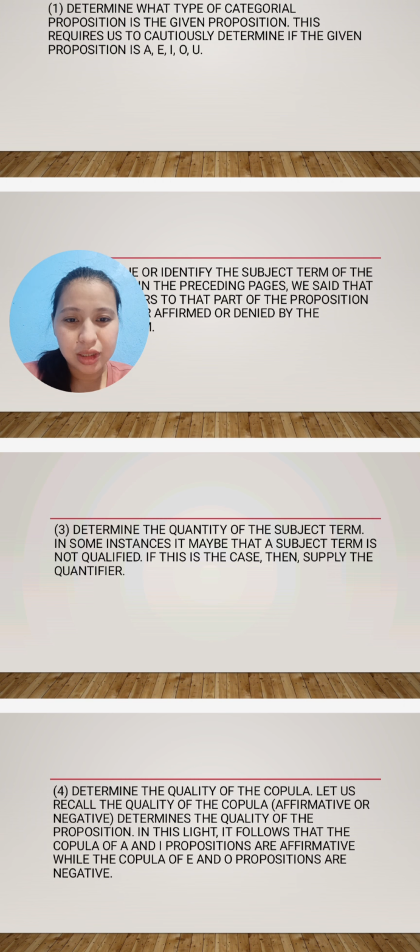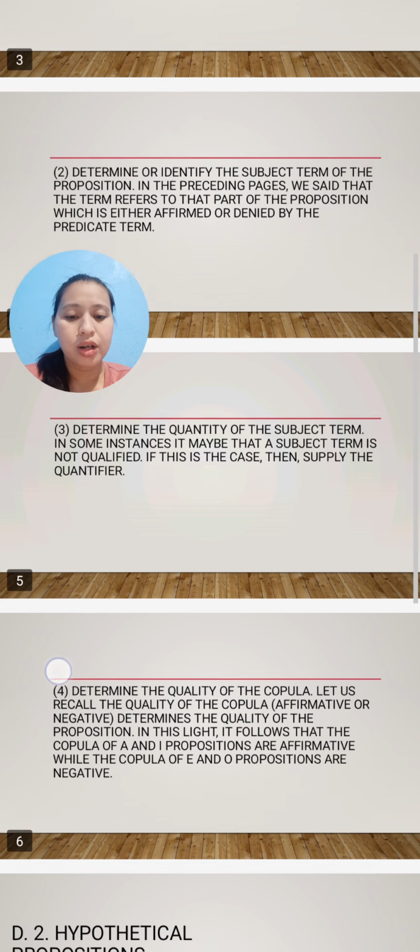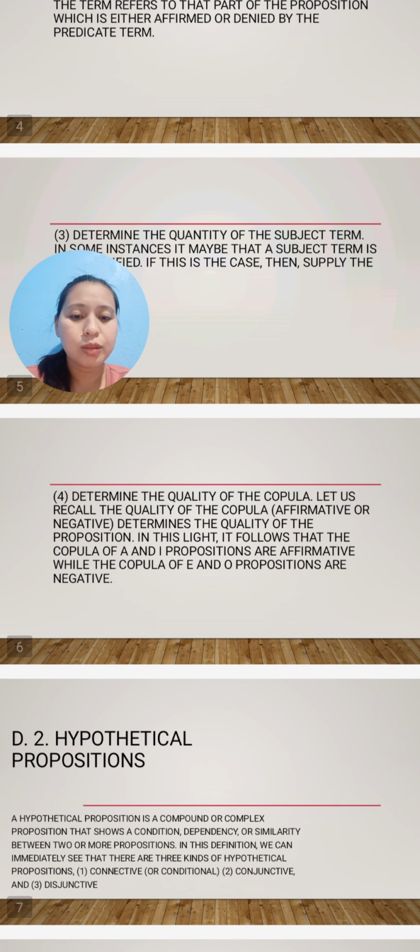And the third is determine the quantity of the subject term. In some instances, it may be that the subject term is not qualified. If this is the case, then supply the quantifier. Fourth is determine the quality of the copula. Let us recall the quality of the copula, affirmative or negative, determines the quality of the proposition. In this light, it follows that the copula of A and I propositions are affirmative while the copula of E and O propositions are negative.